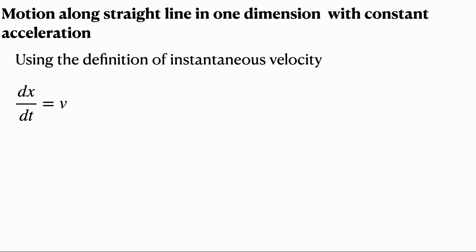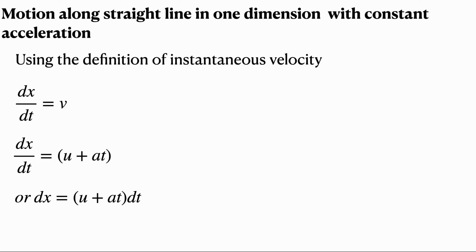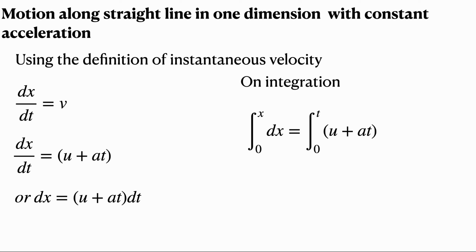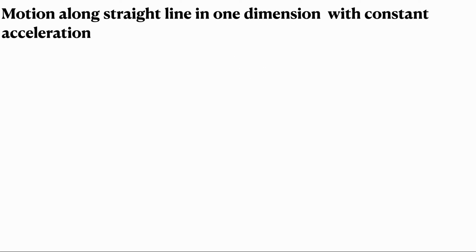Now using the definition of instantaneous velocity, we can write dx upon dt equals v, and we know that the value of v is u plus at, so dx upon dt equals u plus at. On multiplying dt both sides, we get dx equals (u plus at) dt, and on integration we get the integral of dx from 0 to x equals the integral of (u plus at) from 0 to t. So we will get x equals ut plus half at square.